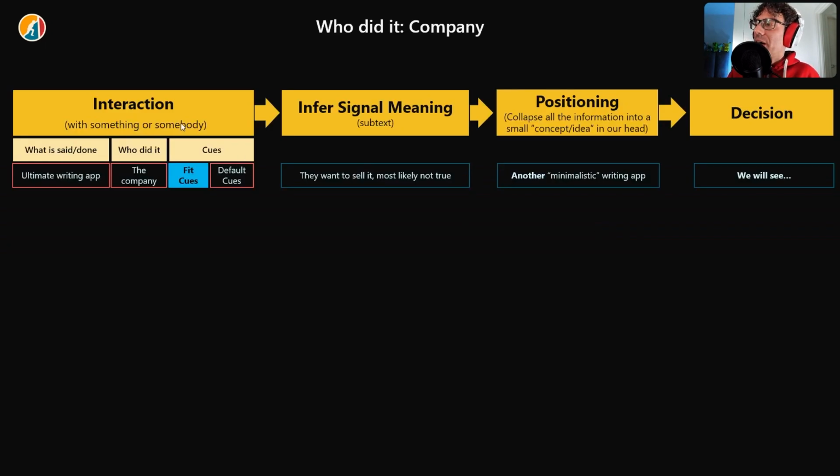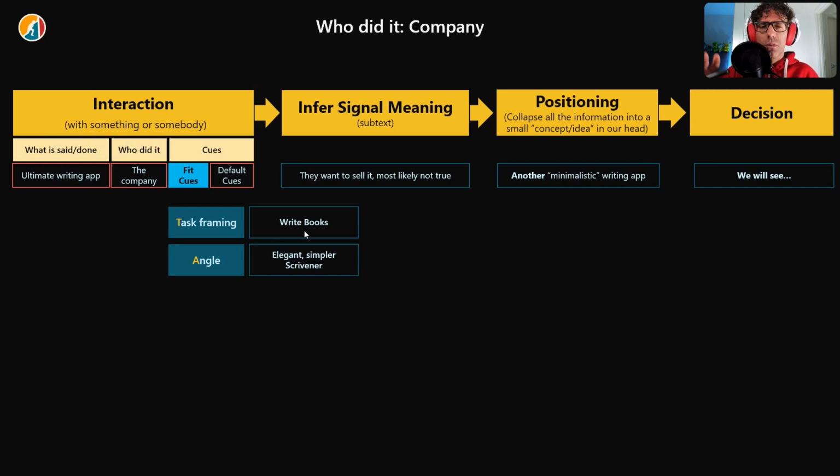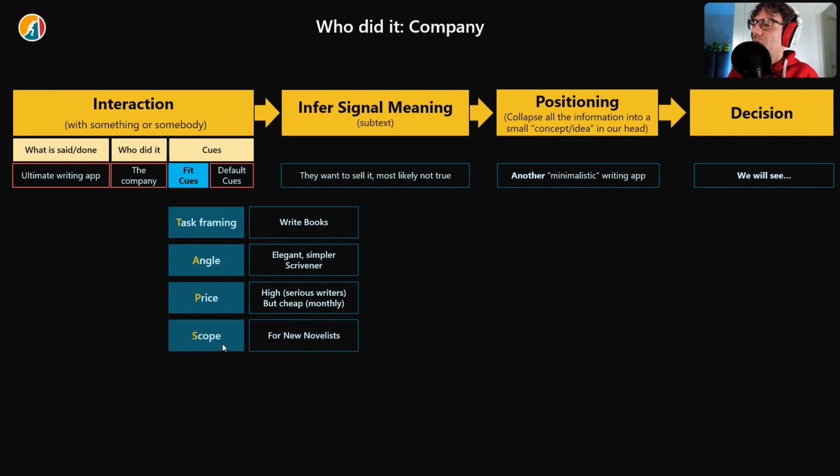So let's recap all of this. We have the interactions where there is a situation that they're not going to trust us. Now we have an option. Let's create the tabs for Ulysses, where the task framing can be write books, not all the content. The angle, elegant, simpler, Scrivener. The price is high for serious writers, but it's cheap monthly. And the scope for new novelists.